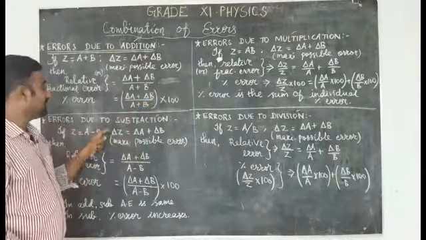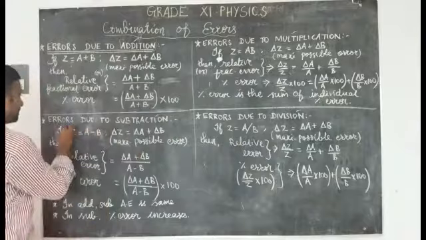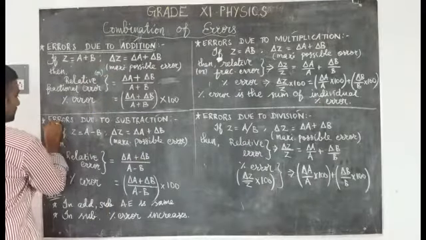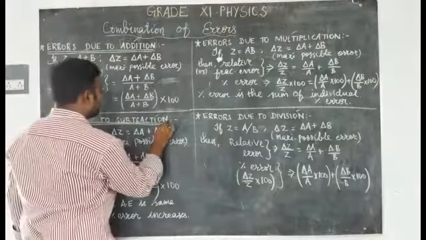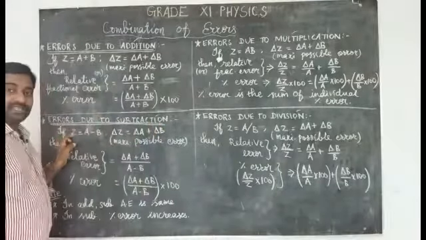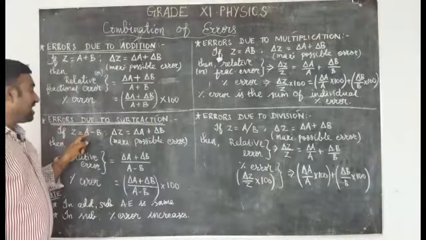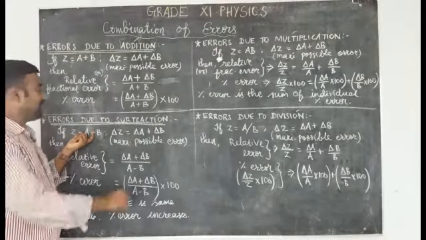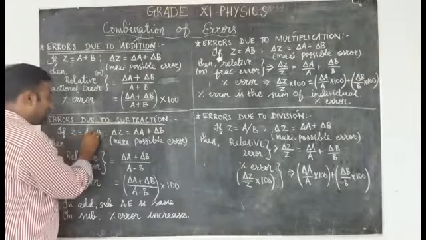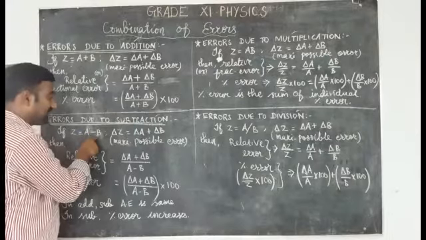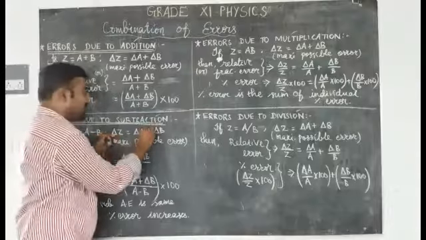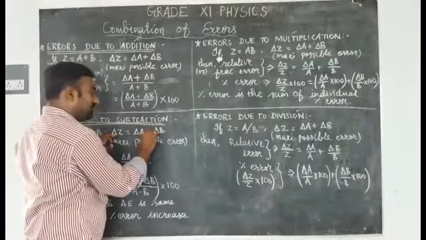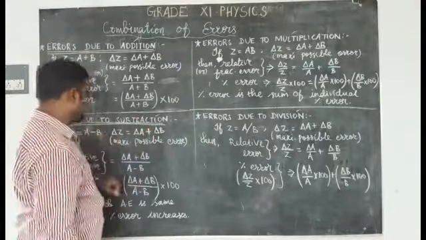Now, next, errors due to subtraction. Same method, only the other function also. Errors due to subtraction. So let us consider the measurements. A and B are two different measurements, but the two measurements are to be subtracted. So delta, as I said already, for the maximum possible error, we take plus. So the maximum possible error is plus only.